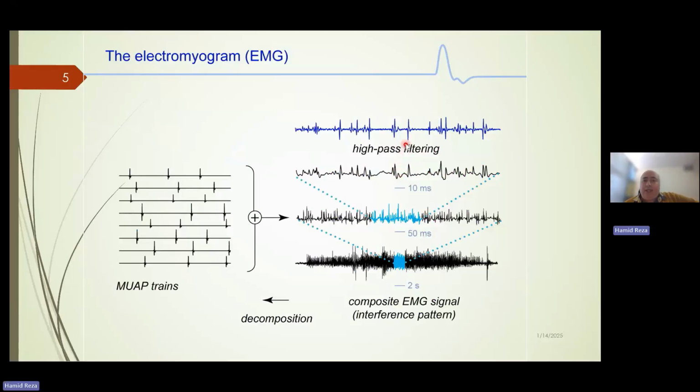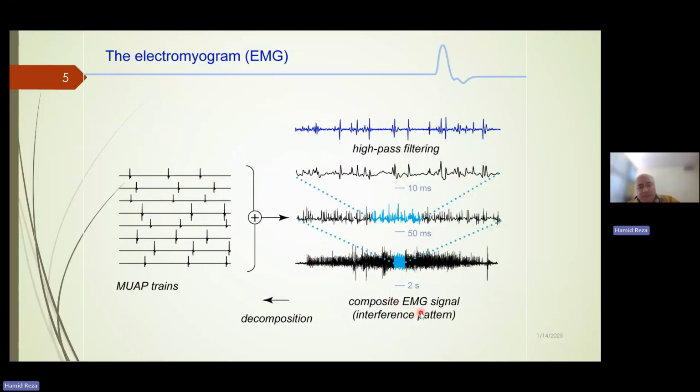Well, when we filter the signal with a high-pass filter, we get something like this. And if we decompose it, we will get something like this. So we need to identify each motor unit and each time that the motor unit fires. So it is the process of decomposition.